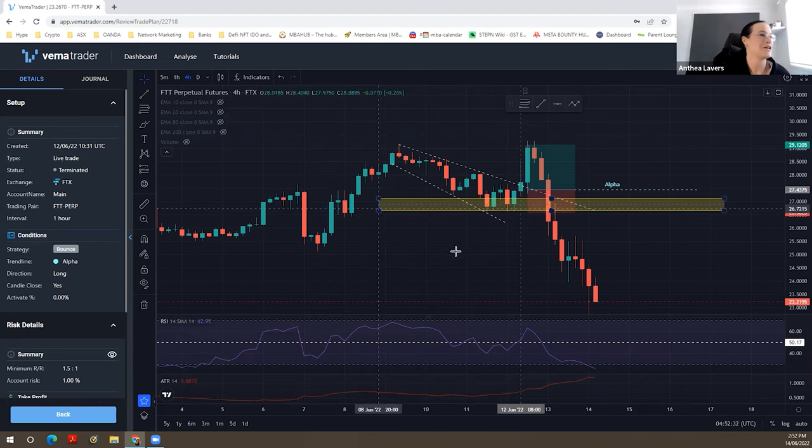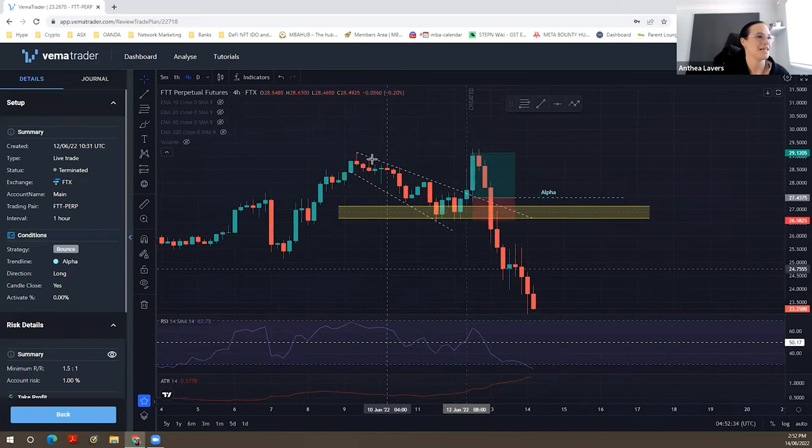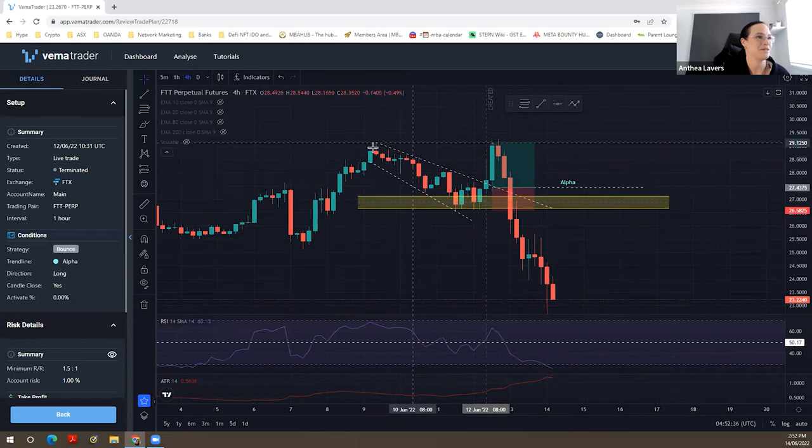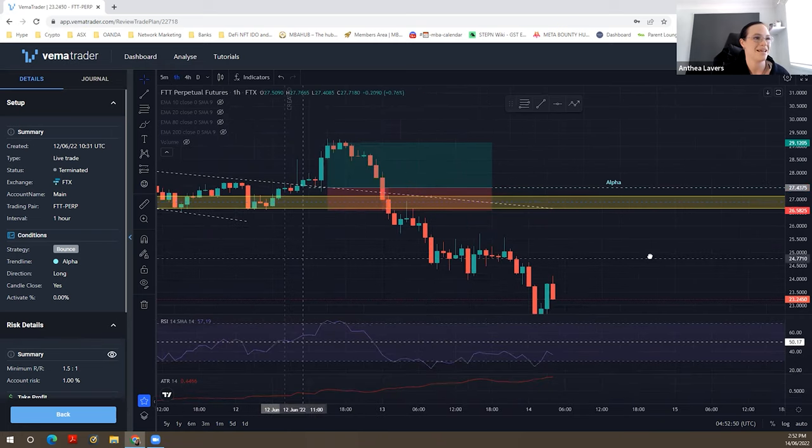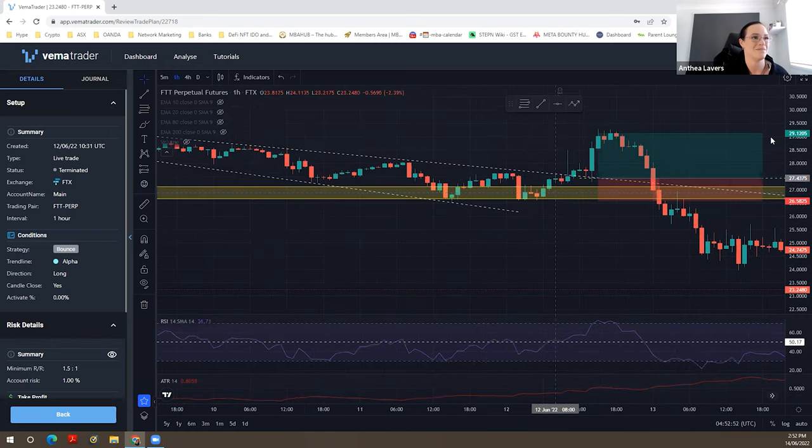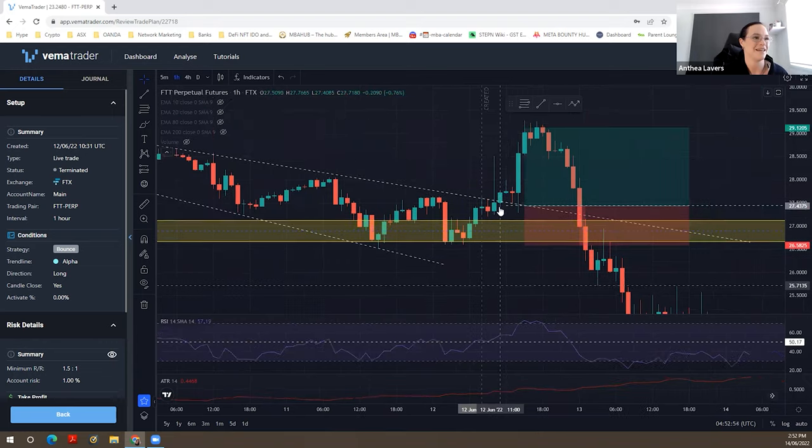All right. So this is the one I took the other day. It was FTT. I saw this descending broadening wedge, obviously a continuation, it hit the 618, and I entered off the, so as it was playing out, I saw on the 1 hour that it was breaking, and I was in the middle of actually setting this up. So I was going to do a break retest, but I got in on this. So I started to create it there. Is that where I created it? How did I do that?